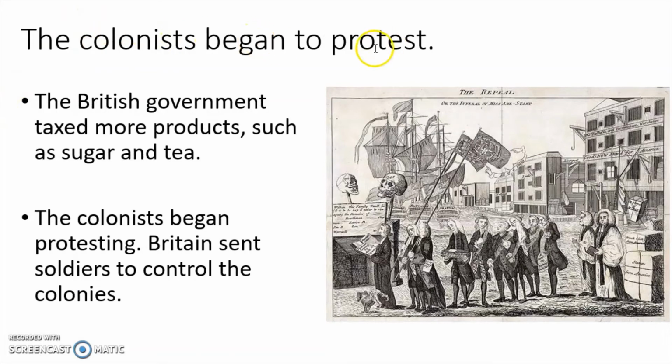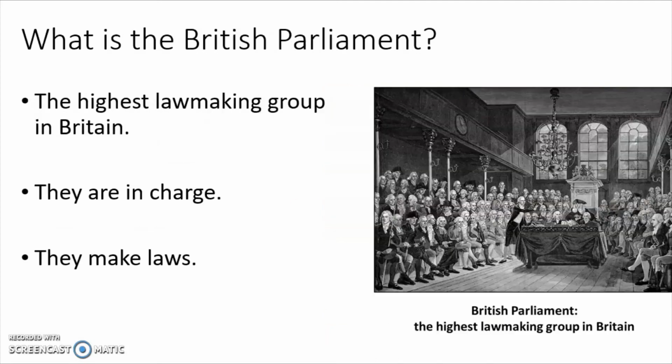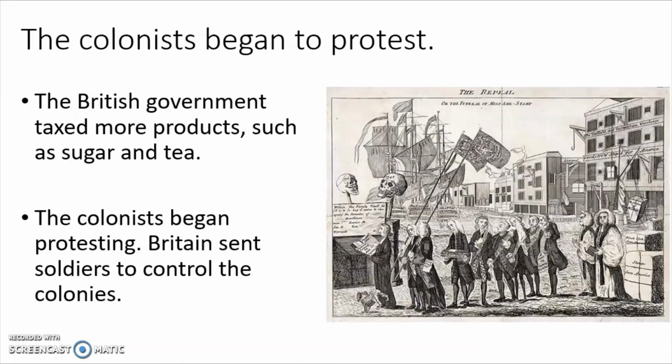The colonists began to protest. Protest means I'm going to go out and say, no, I don't want to do that. The British government taxed more products such as sugar and tea. So they were not happy with the first tax, but then they started taxing more things. So the colonists are paying more and more money, and they have no say in Parliament. They don't have anybody that sits in Parliament. The colonists began protesting. We're not happy. We're going to go out in the street and we're going to talk about it.